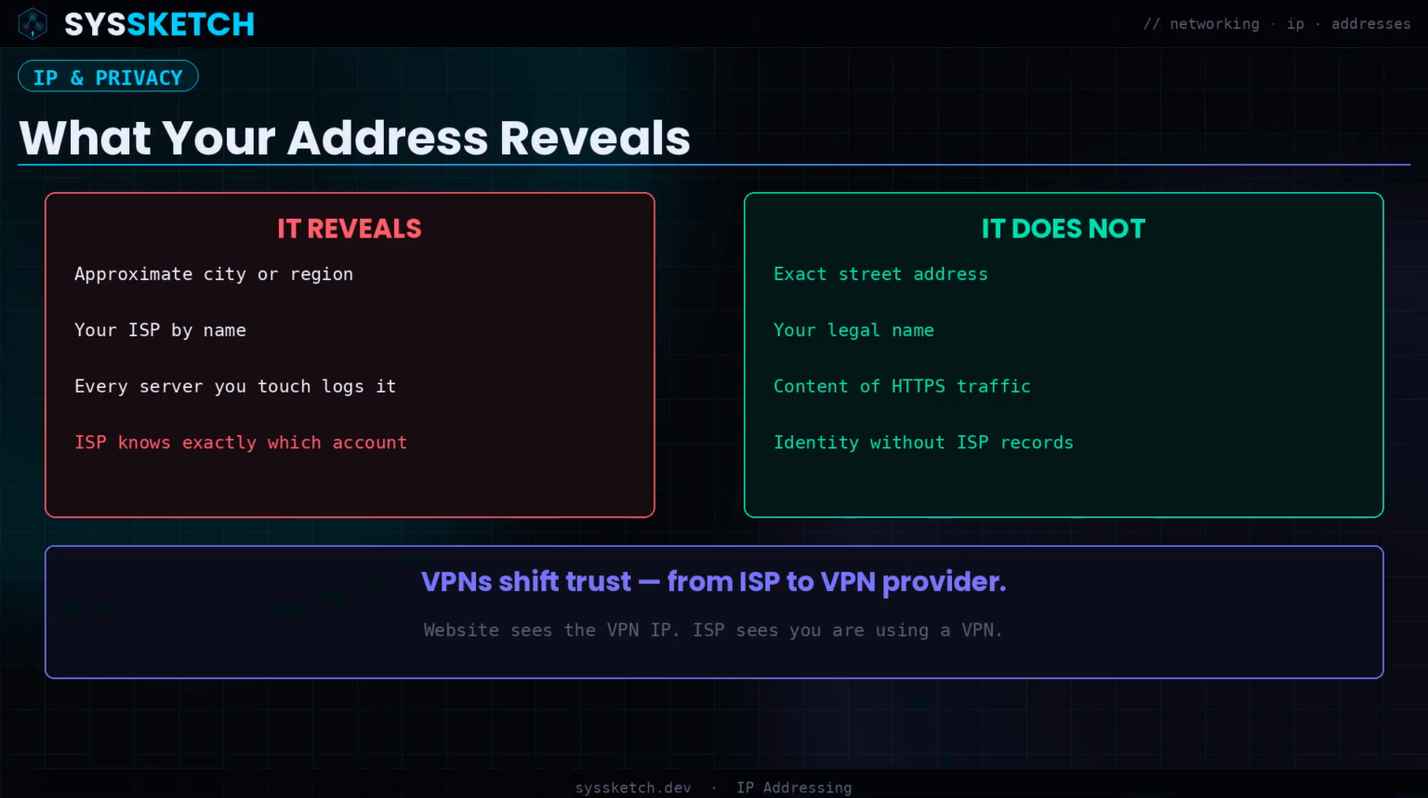This is exactly the mechanism that privacy tools like VPNs exploit. A VPN routes your traffic through a server operated by the VPN provider, which has its own public IP address. The website you visit sees the VPN server's address, not yours. Your ISP sees that you are connected to a VPN but cannot inspect the content of what you are doing. The trade-off simply shifts. Instead of trusting your ISP, you are now trusting the VPN provider's logging policies and jurisdiction.